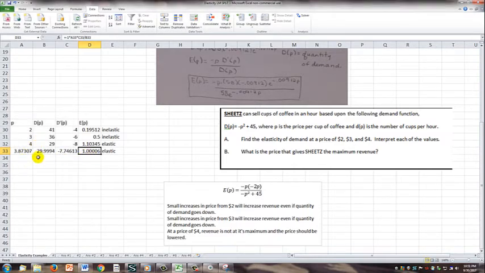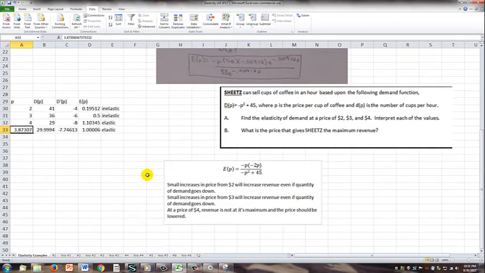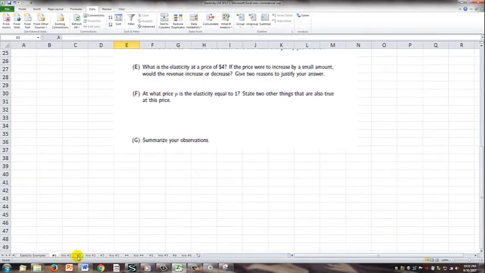And there it is. It's close enough. That's Excel's tolerance levels. So we find out that we should charge $3.87 for a cup of coffee to maximize revenue. And I'll go ahead and mention now, go ahead and do all of these elasticity problems and check the key.